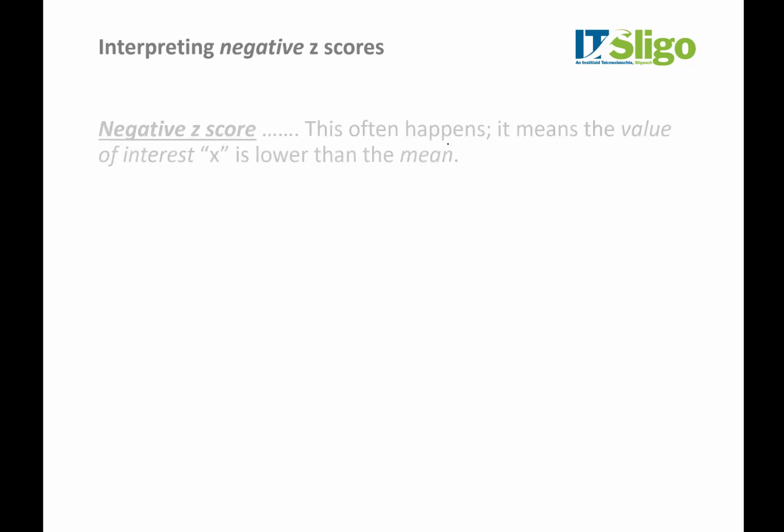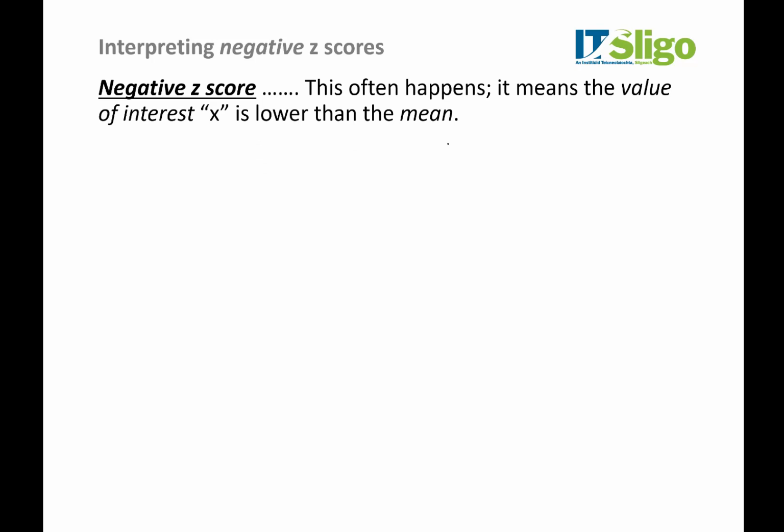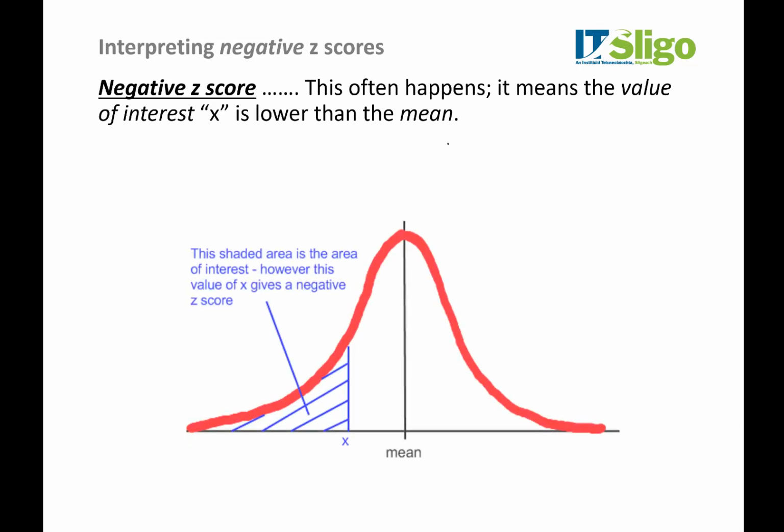So now we're going to take a look at what happens if we get a negative z-score, minus 1.5 or something like that. Because the tables don't read, there's no negative z-scores in our tables. All this means is the value of interest x is lower than the mean. This is a graph of what we're talking about. And this might be a shaded area.